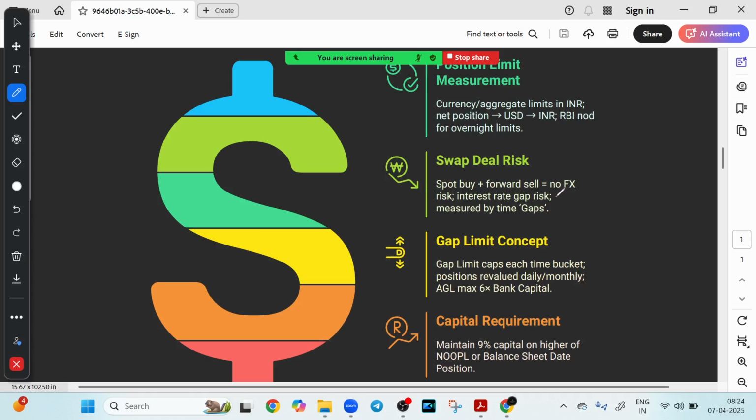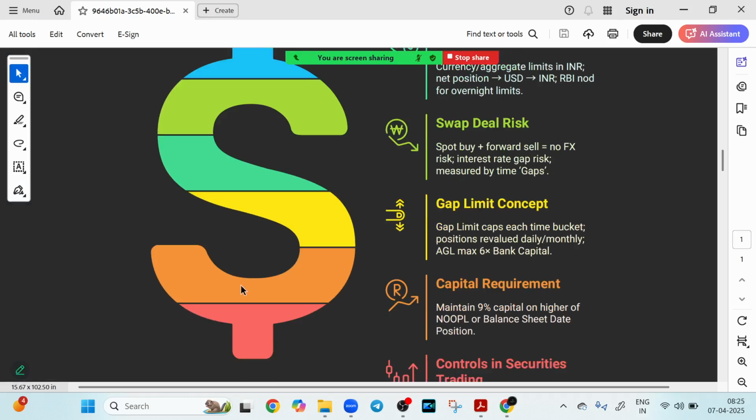This is where the time gap becomes crucial. The longer the gap, the higher the risk. Obviously it is not exposed to foreign exchange risk, but yes, it is exposed to interest rate gap risk. The higher the time gap between buying and selling, the higher the risk. That is interest rate gap risk. So you can see that this swap deal is not without risk. Yes, risk is there: the interest rate gap risk.